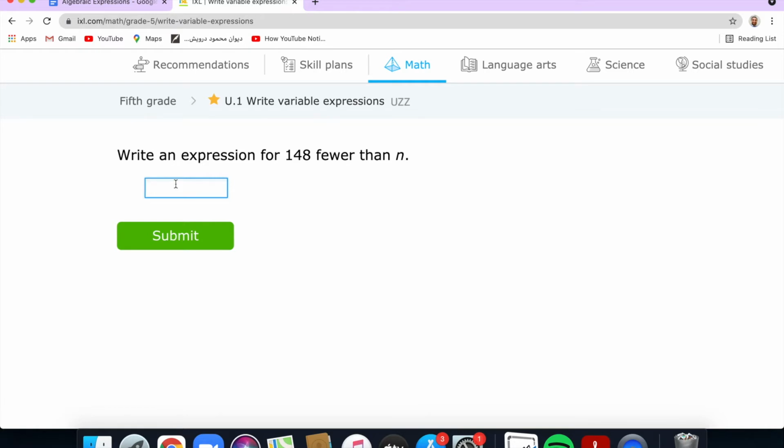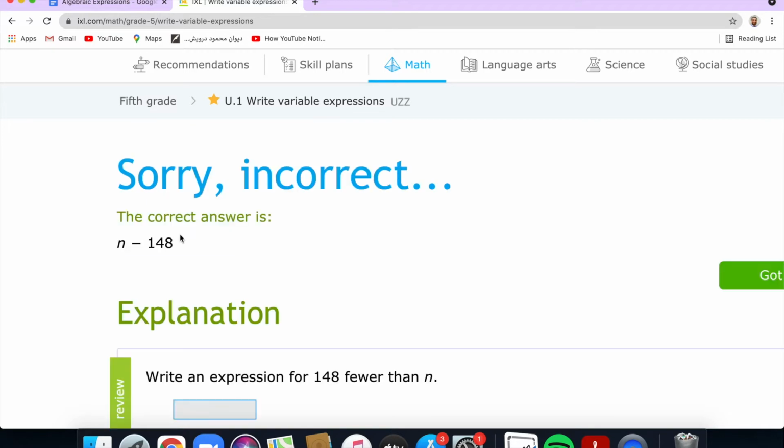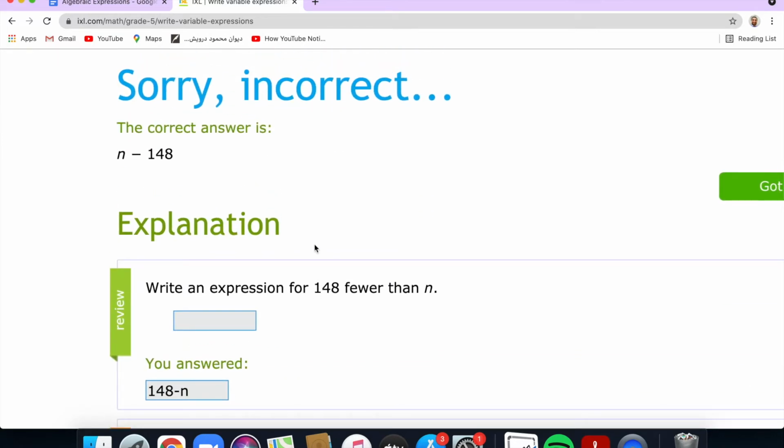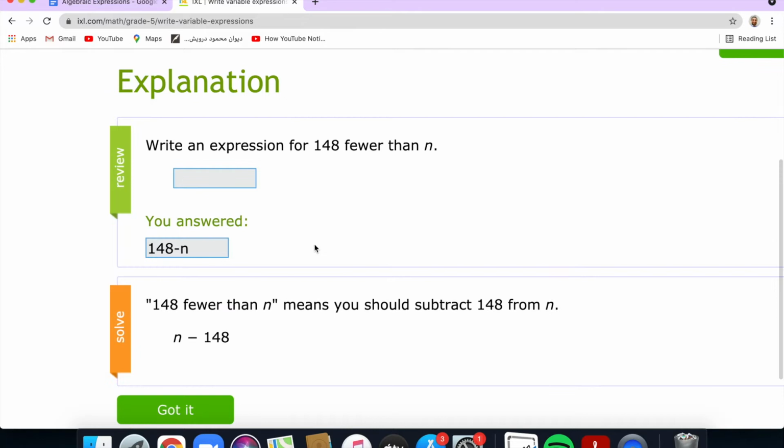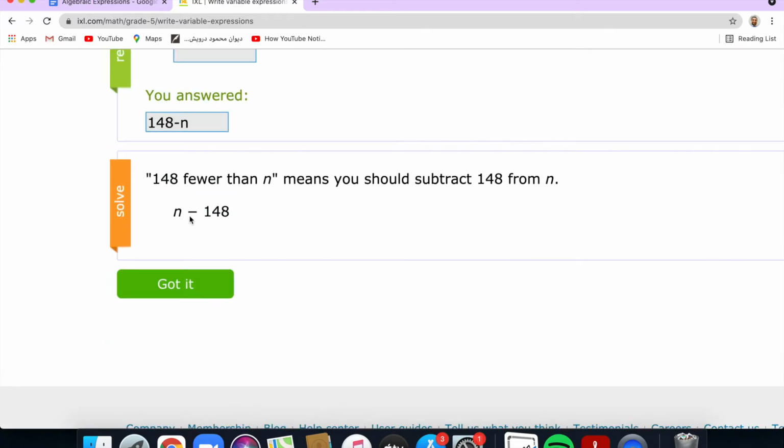Fewer than. Always when you see fewer than, you need to flip it. Why? Because n is the original here, not 148. Look, if I write 148 minus n, it's going to give me wrong. So the good thing on IXL is that it helps you. It explains to you. They said it should be n minus 148.